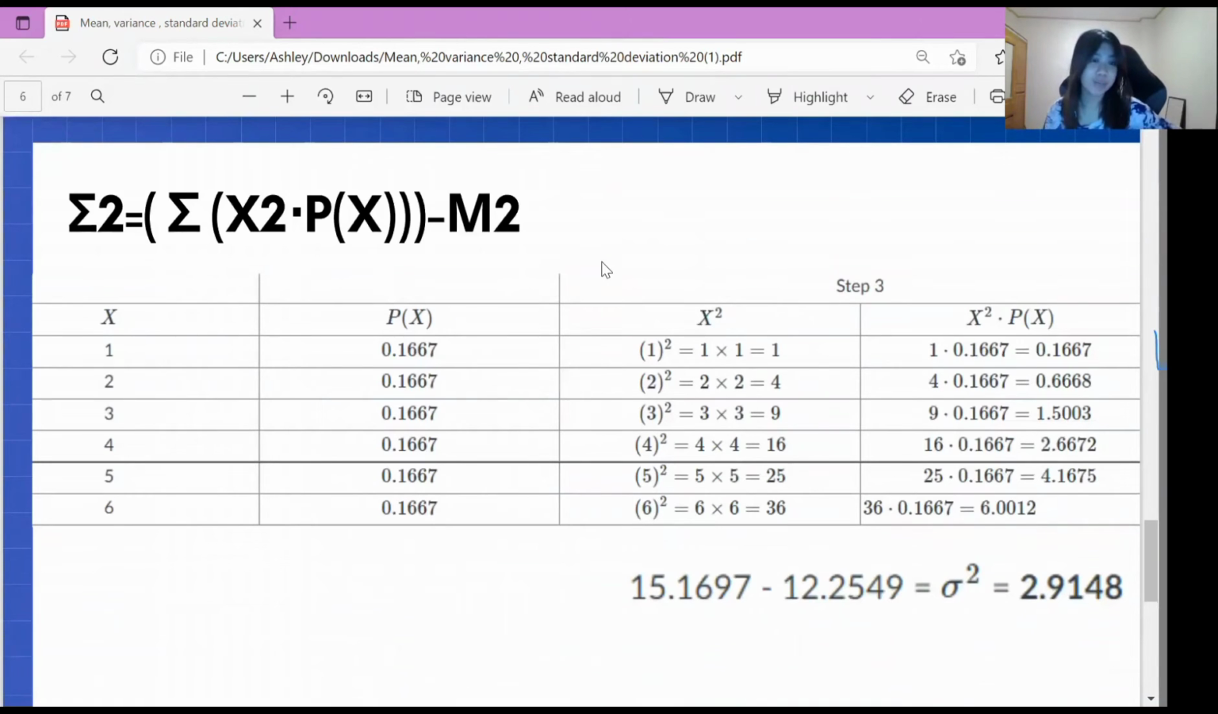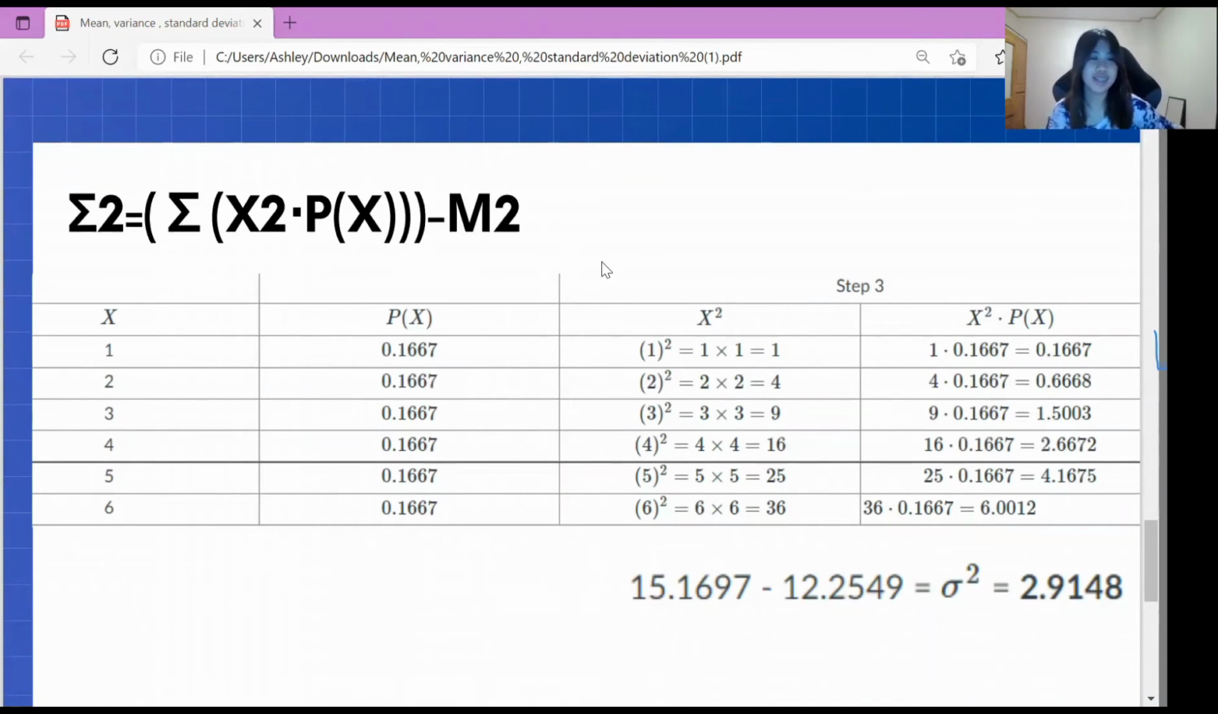Okay. Now let's move on to the second formula. This is what I was talking about earlier, which I think is the easiest way to solve the variance. Here we have the same table again from the mean, and we only have step 3. On the third column, we have to get the squared value of the random variable x. So here we have 1 squared, which gives us 1. And then here we have x squared times the probability of x. So we just have to multiply the third column by the second column.